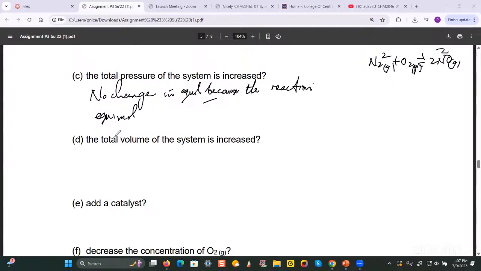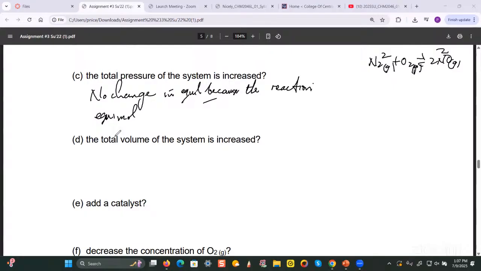Okay, what about D? The total volume of the system is increased. So all of a sudden, you increase the volume of all the gases in that mixture, right? So my question to you is, which direction would you expect the equilibrium position to shift? Well, you're decreasing the concentration and also you're decreasing the pressure of the entire system as well.